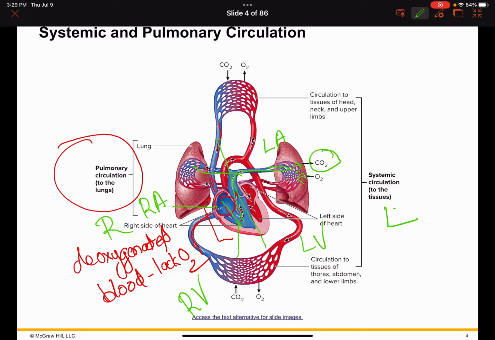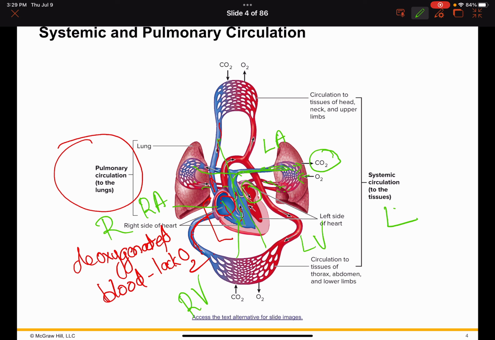Then this oxygen-rich blood, you can see the red color on both sides, left and right, because we have two lungs, is coming back to the left atrium. This is oxygen-rich blood through the pulmonary veins. These are the pulmonary arteries. So the blood comes from the pulmonary trunk through the pulmonary arteries to the lungs.